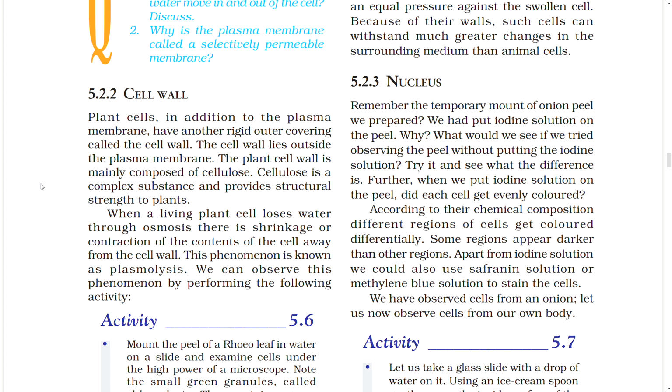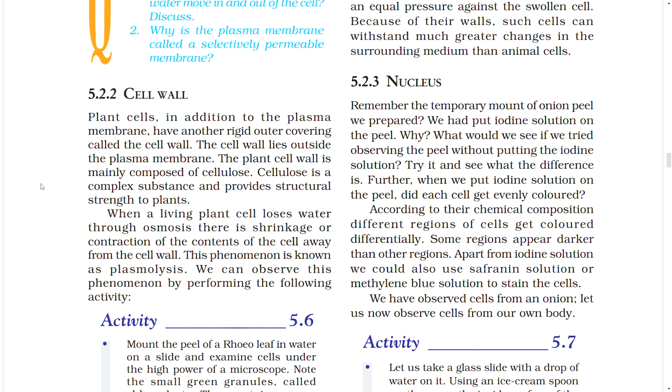When a living plant cell loses water through osmosis, there is shrinkage or contraction of the contents of the cell away from the cell wall. This phenomenon is known as plasmolysis. We can observe this phenomenon by performing the following activity.